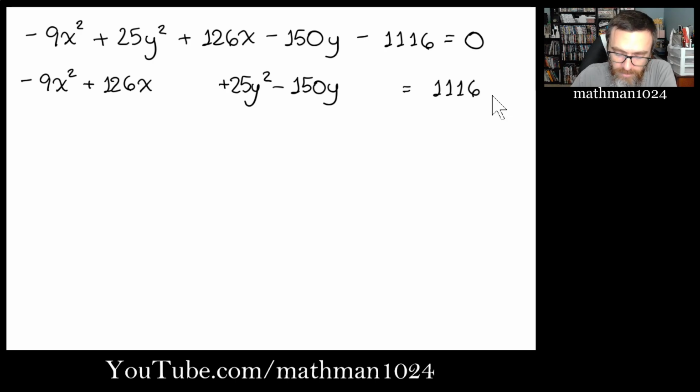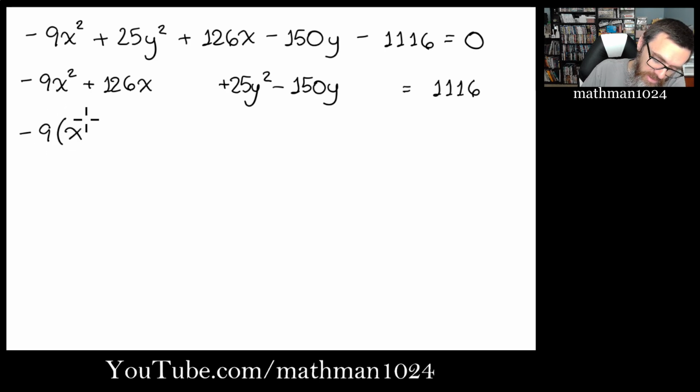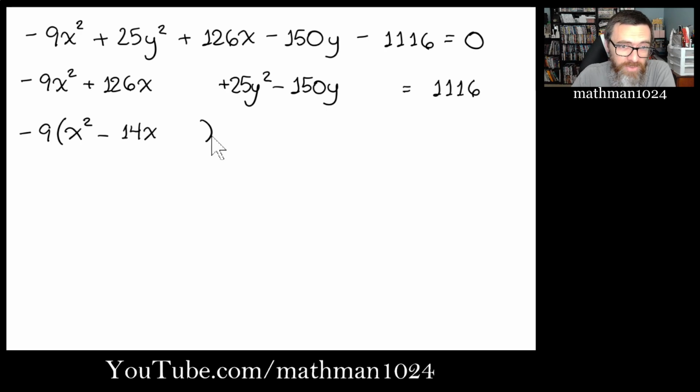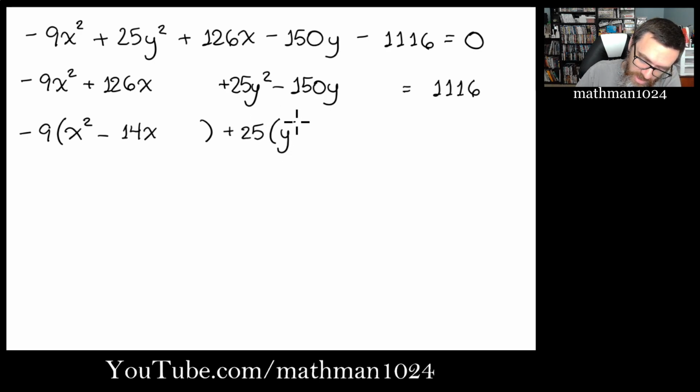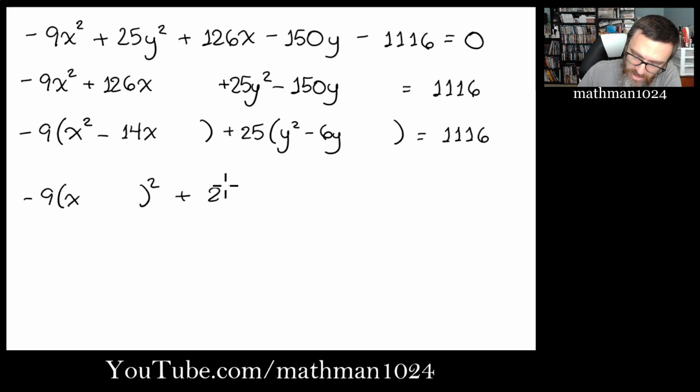All right, factor. So we're going to factor -9. Then we have x squared minus, pay attention to your signs, 14x, leave some space. Let me just double check to make sure I did the math right. Looks good. And then plus 25 y squared minus 6y, leave some space. And now let's complete the square. So -9 times x and something squared, and 25 times y something squared.